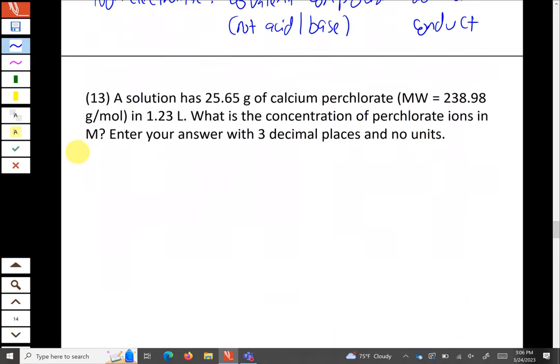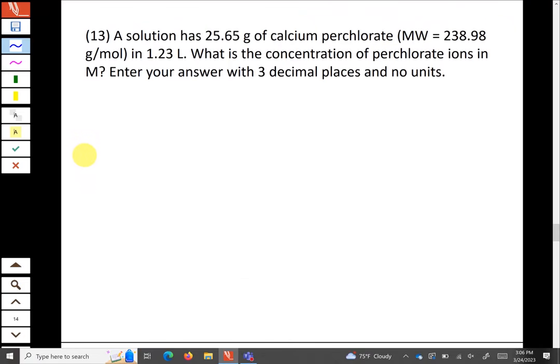All right, next one here is dealing with mole conversions again, but this time in aqueous solutions, so we have additional things we have to know. So this one has a solution of 25.65 grams of calcium perchlorate, molar mass given, in 1.23 liters of total solution volume. What is the concentration of the ions, the perchlorate ions in particular, in molarity?